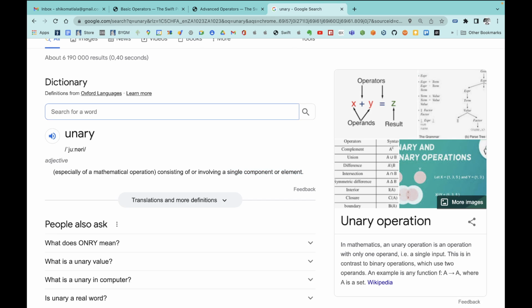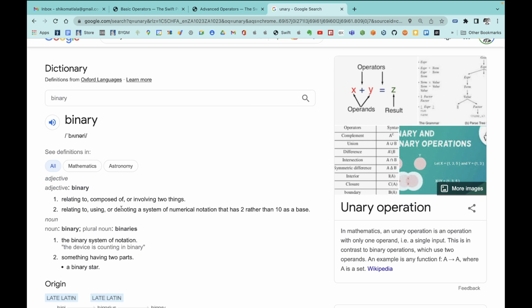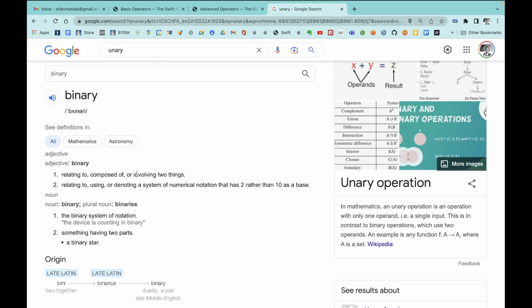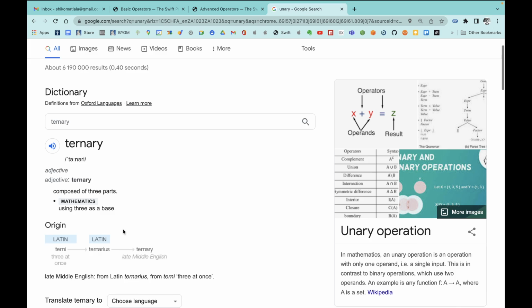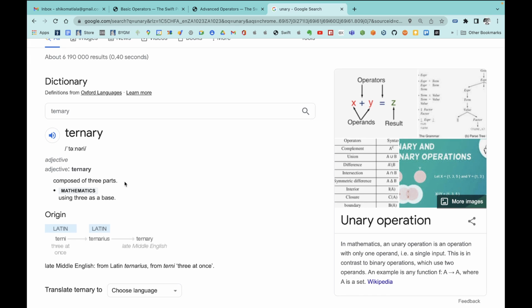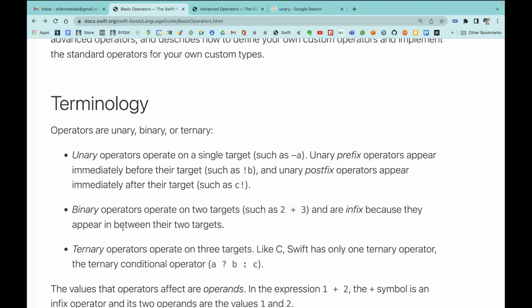Let's search binary. Binary: relating to, composed of, or involving two things, right? And then lastly, ternary. Hopefully I spelled it correctly. Ternary. Did I? Okay, cool. Composed of three parts. That's what we're learning here about these things. The order is unary, binary, ternary.